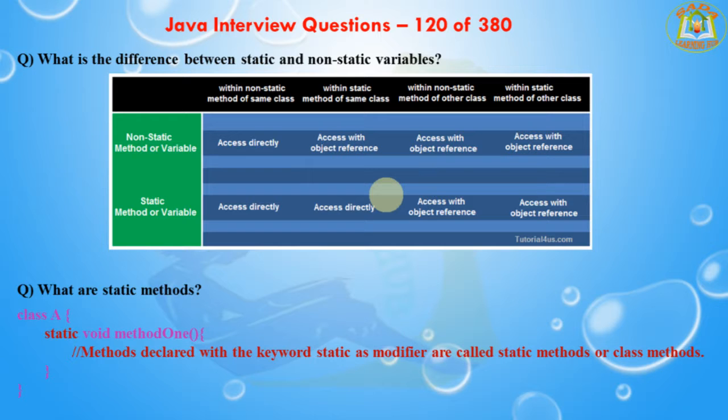The next question is, what are static methods? Methods declared with the keyword static as a modifier are called static methods or class methods. They are so called because they affect a class as a whole, not a particular instance of the class. Static methods are always invoked without reference to a particular instance of a class.